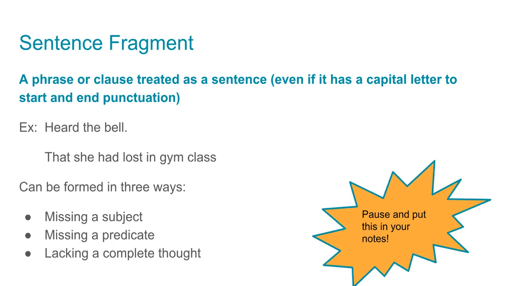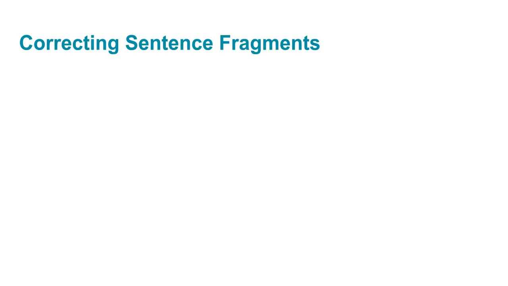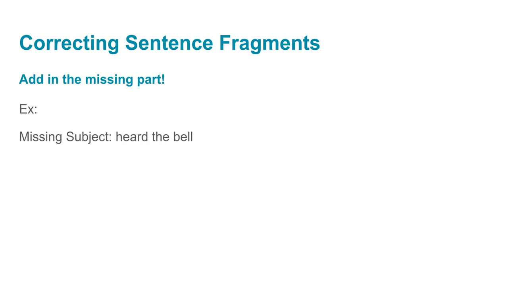Pause and put in your notes that a sentence fragment is a group of words that you've treated as a sentence when it's missing a subject, a predicate, and or a complete thought. To fix a sentence fragment, you just have to add in the missing part. So, going back to our phrase, which was missing the subject, "heard the bell," we can add in the word "I." "I heard the bell." That gives us a subject and makes this a complete sentence.